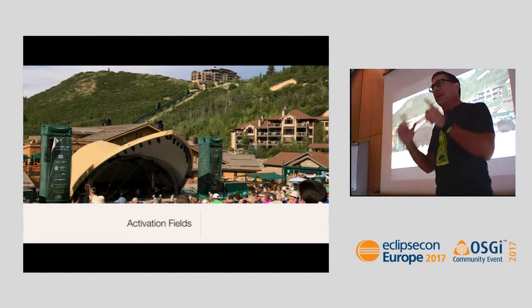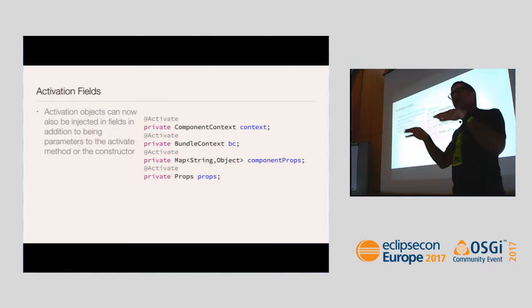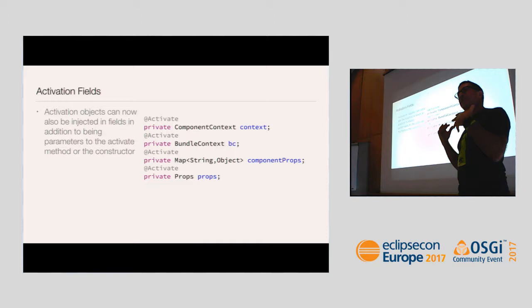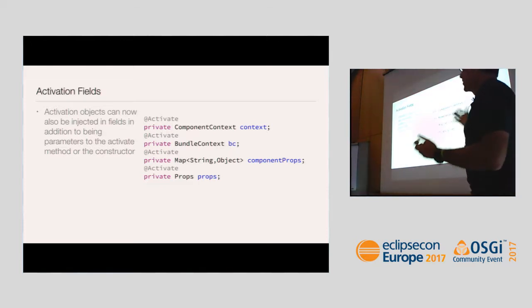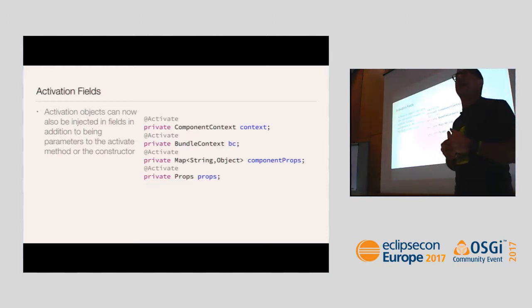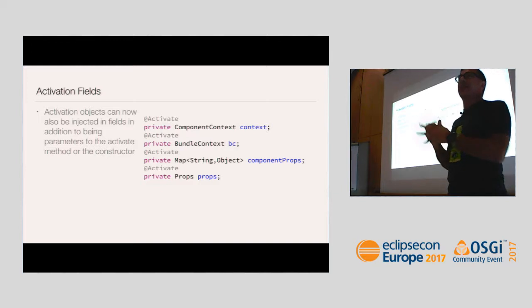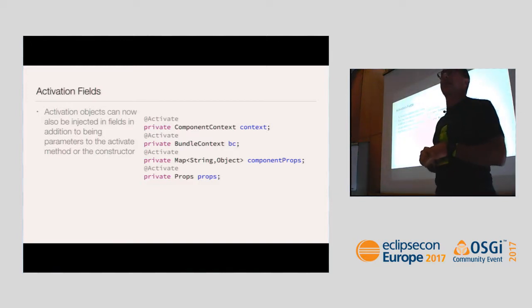And so because we added support in the constructor to get the activation objects injected through the constructor, for completeness now, we also let you get your activation objects injected in fields. And so it's just another slight addition. You can now annotate the field types, the fields that hold your activation objects. So if you want your component context injected in the field, we can do that now for you too.